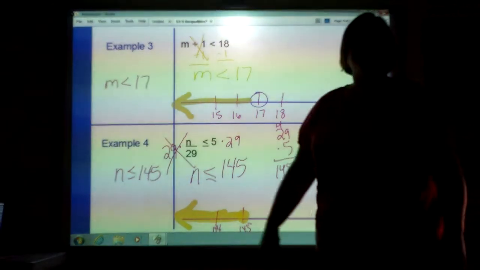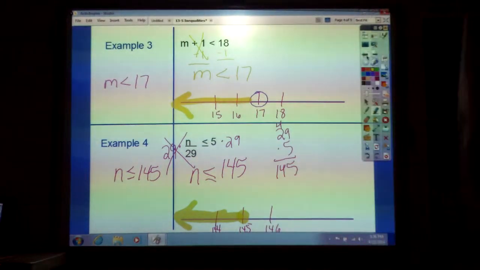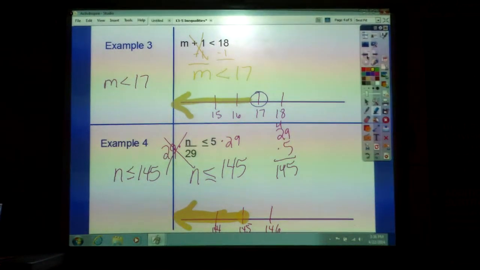Okay, tomorrow in class we're going to work on some more of these types of problems and continue to graph those on the number line.